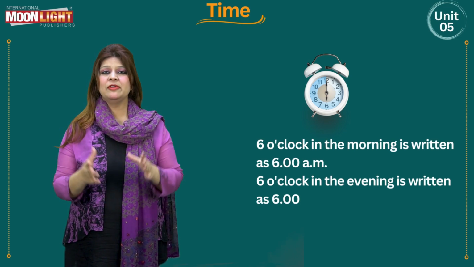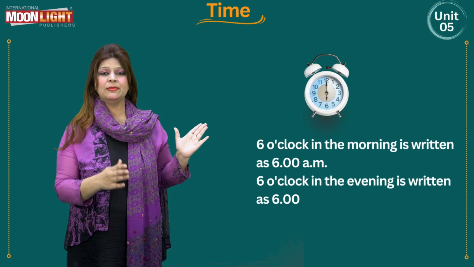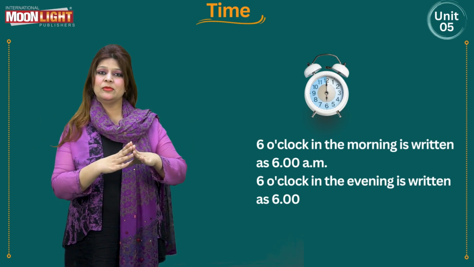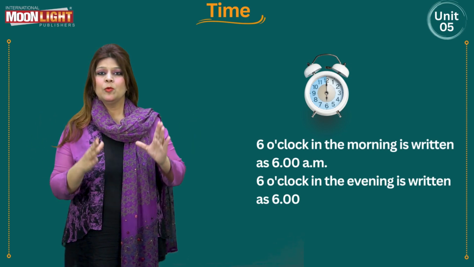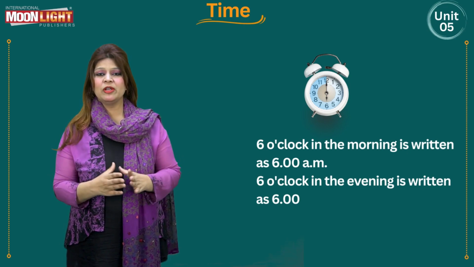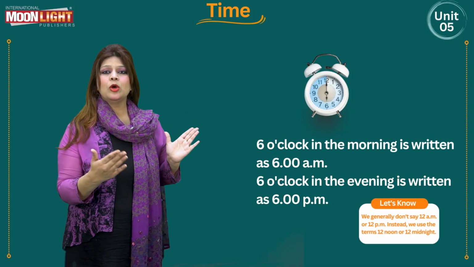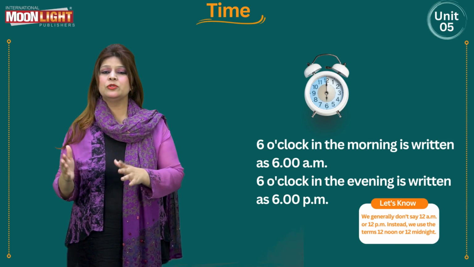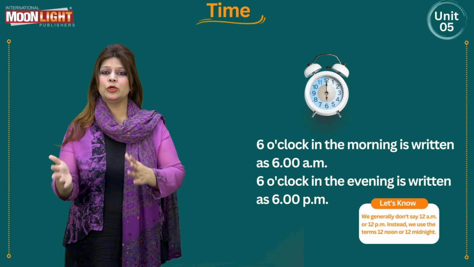So 6 o'clock in the evening is written as 6 p.m. Do remember that whenever we have morning time, we write AM with it, and for the evening time, we write PM with it. We are going to recall one more thing. We generally do not say 12 AM or 12 PM. Instead, we use the terms 12 noon or 12 midnight.